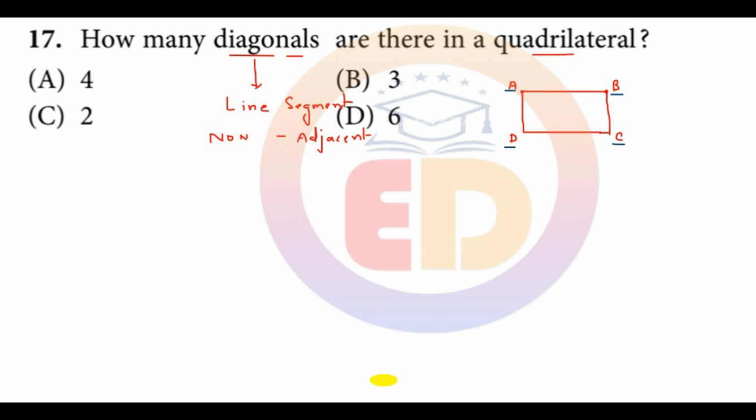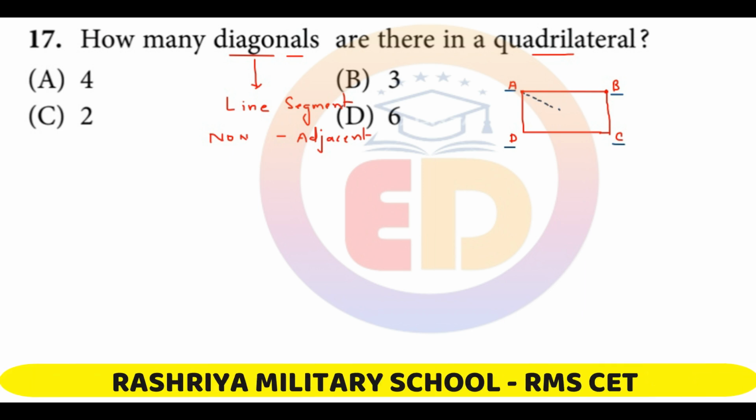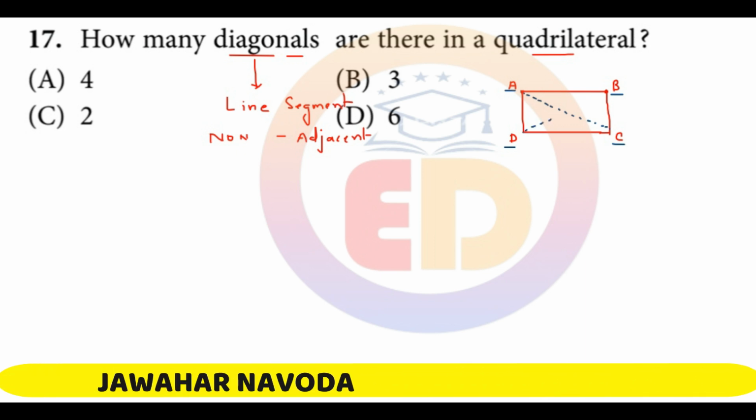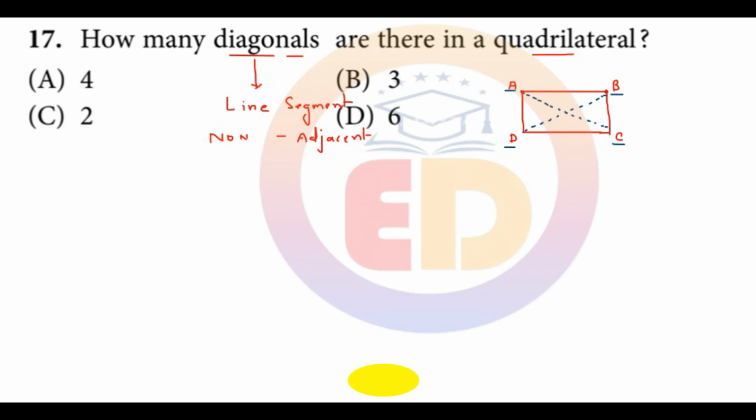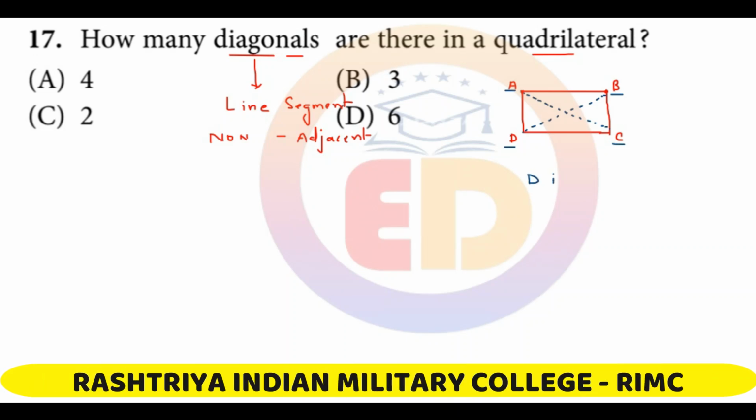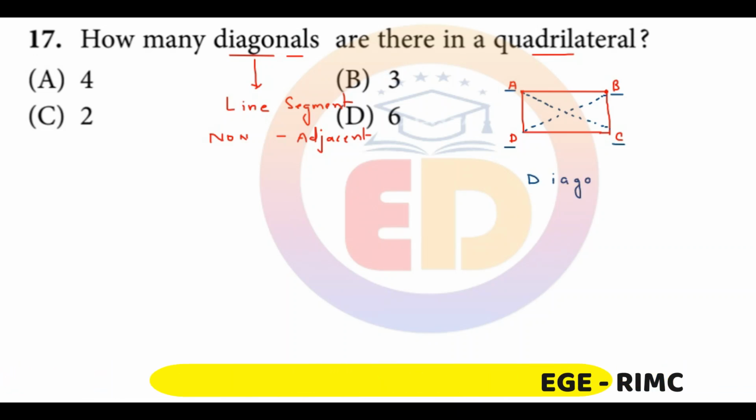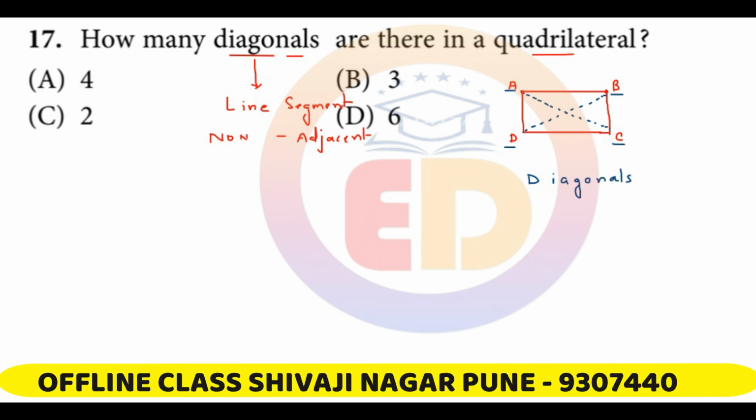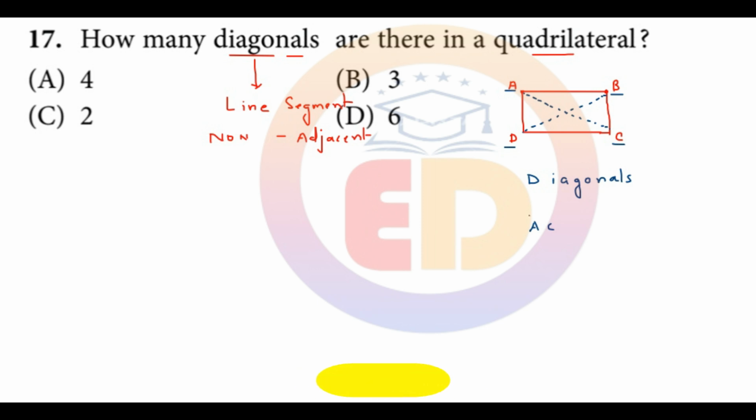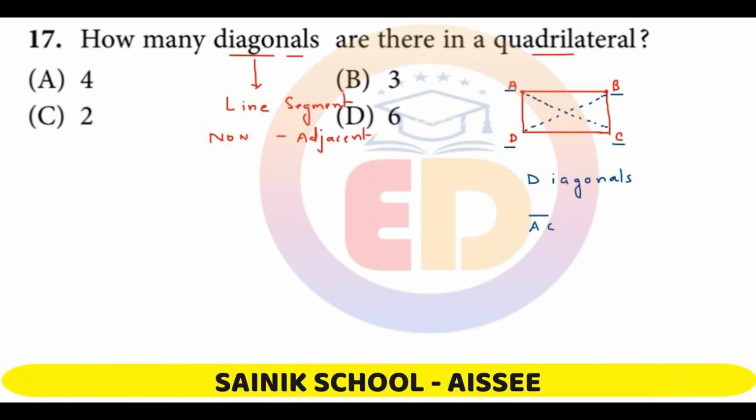So the line segment which will connect vertex A with C, and the line segment which connects vertex D with B, these are the two diagonals which are AC, and since it is a line segment, give it a symbol, and BD.